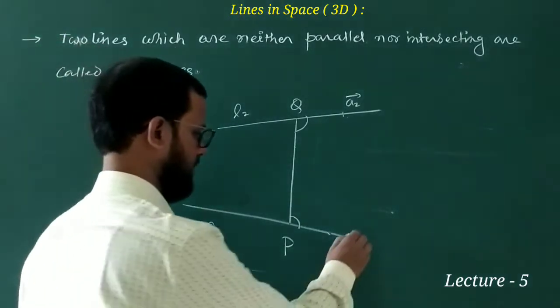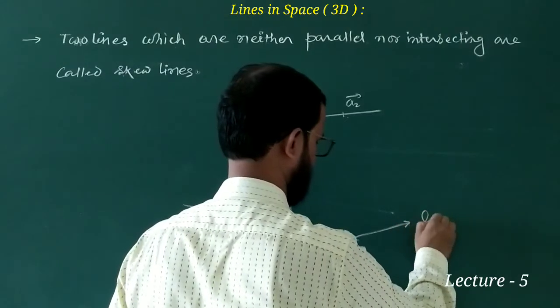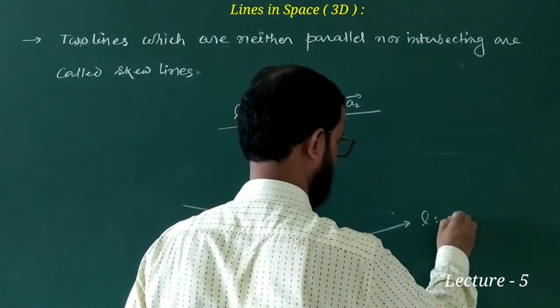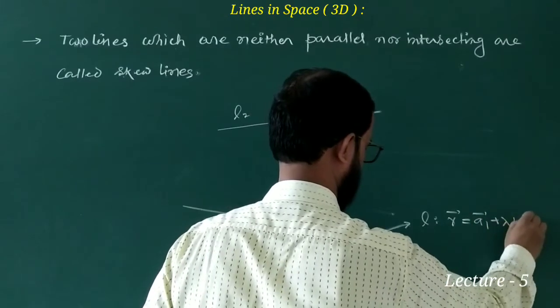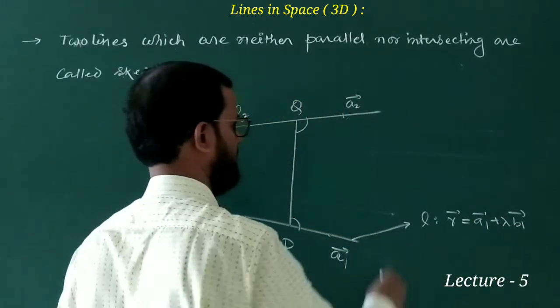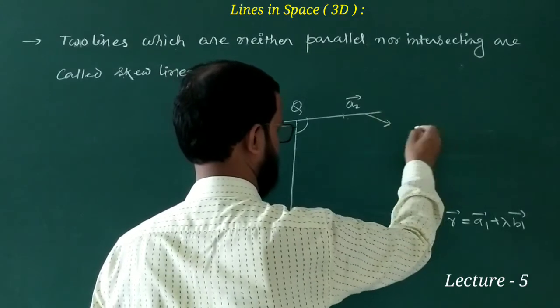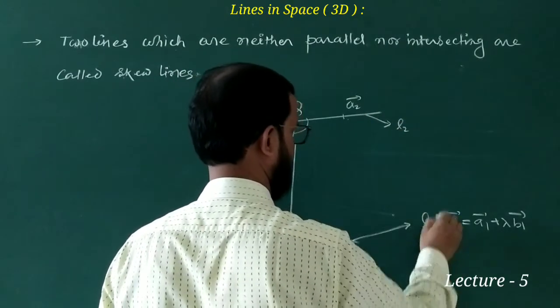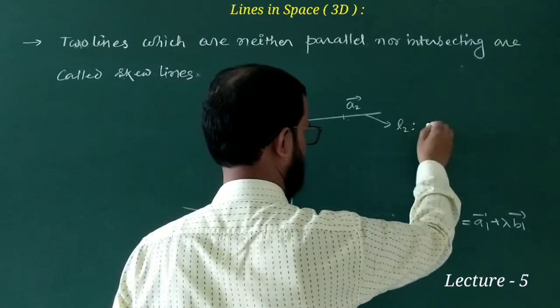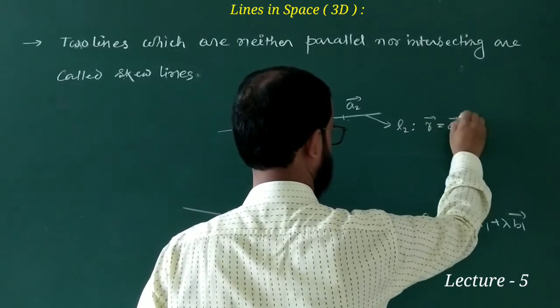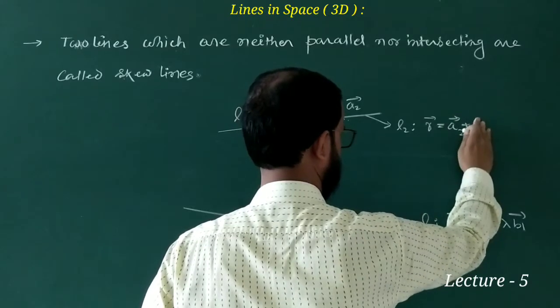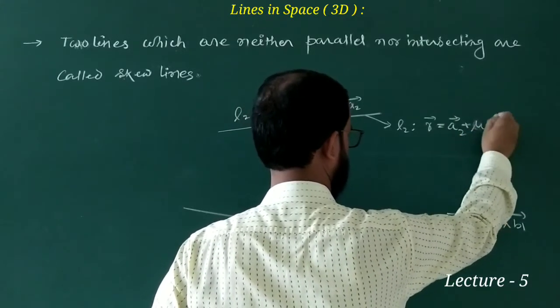So suppose that this equation in vector form, what is the equation of this line? r vector equal to a1 vector plus lambda into b1 vector. This is the equation of this line L1, and the equation of the other line L2 is r vector equal to a2 vector plus mu into b2 vector.